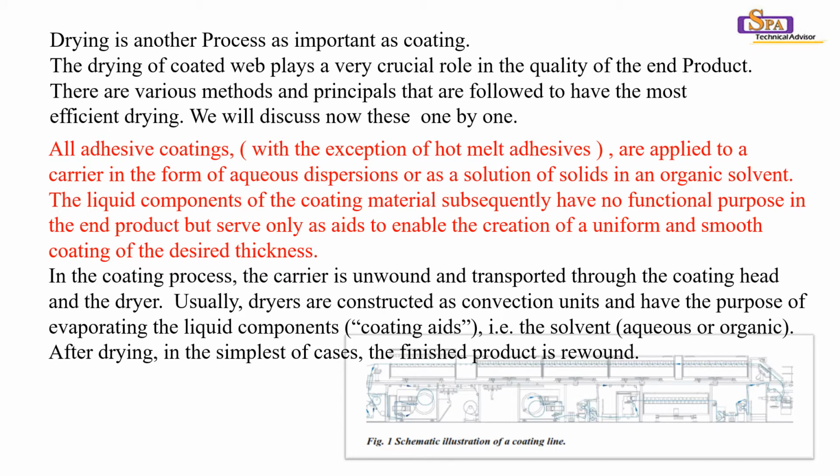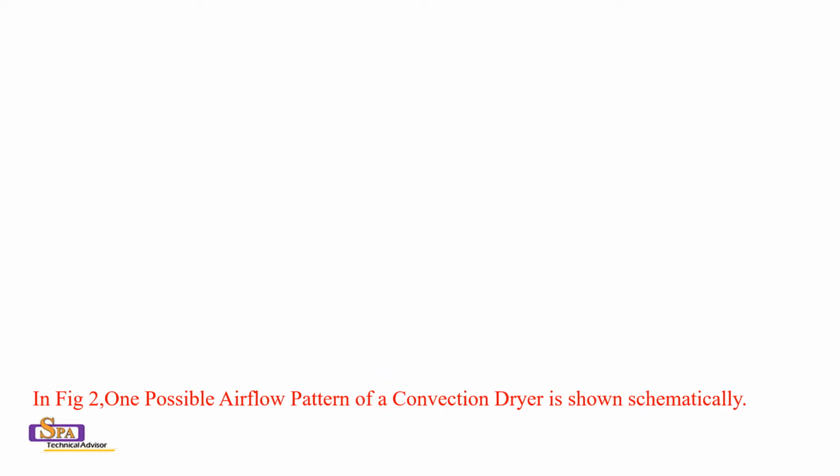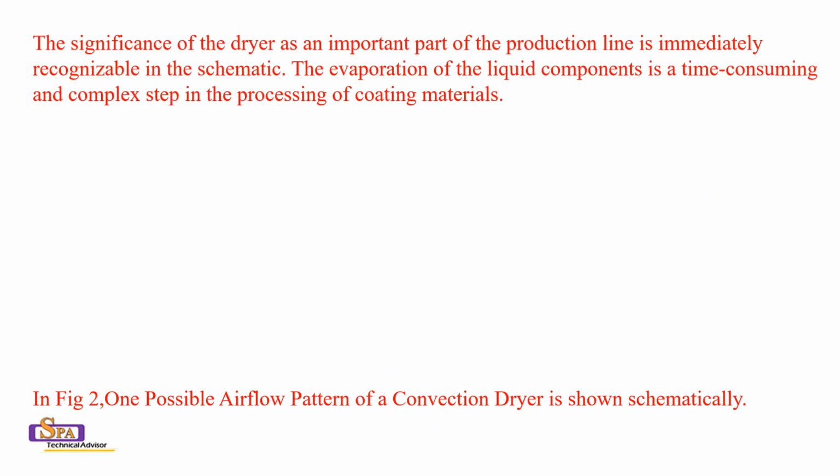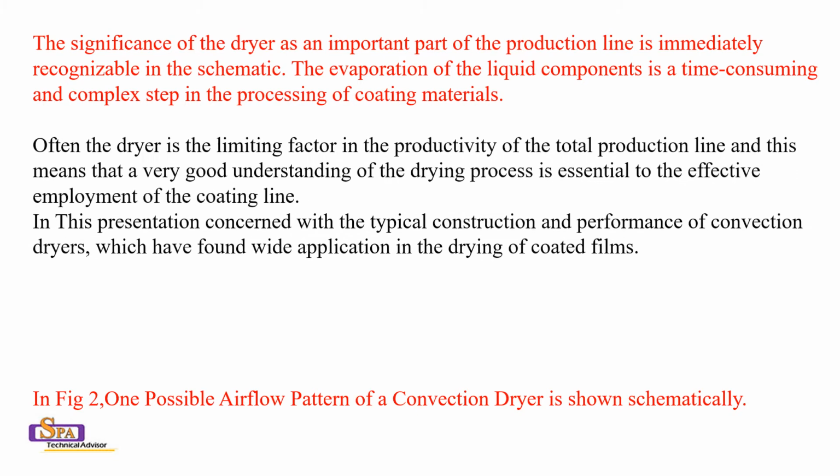This is a typical schematic illustration of a coating machine. The significance of the dryer as an important part of the production line is immediately recognizable in the schematic. The evaporation of the liquid component is a time-consuming and complex step in the processing of coated material.